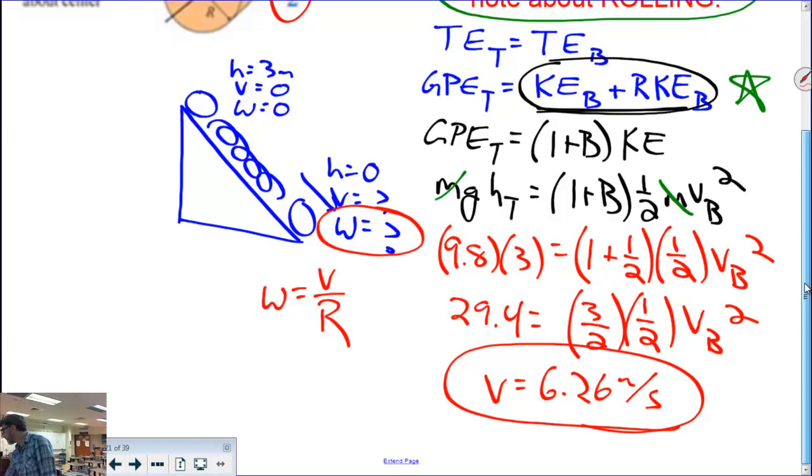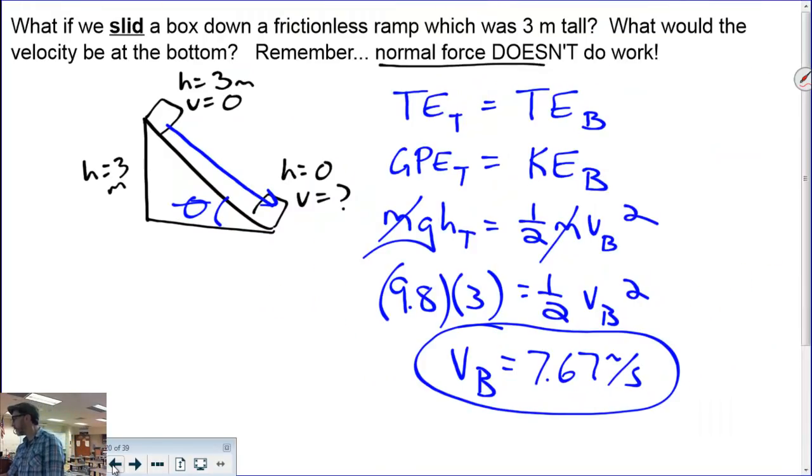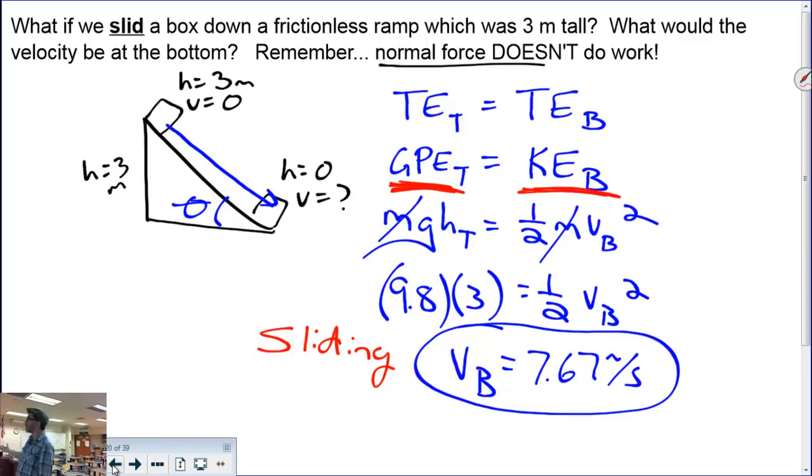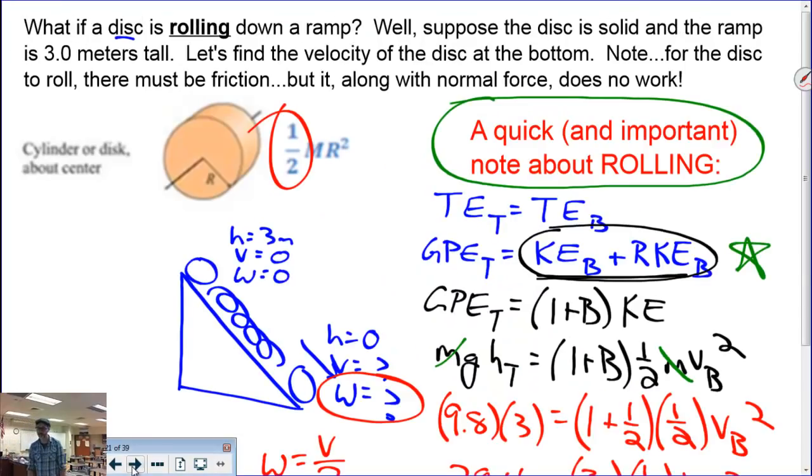Notice here the velocity is less than it was when we just had the object sliding. The reason is, when it's sliding, all of the gravitational potential energy gets converted into just regular old kinetic energy. When it's rolling, that energy is shared, and some of it goes into linear kinetic energy, and some of it goes into rotational kinetic energy.